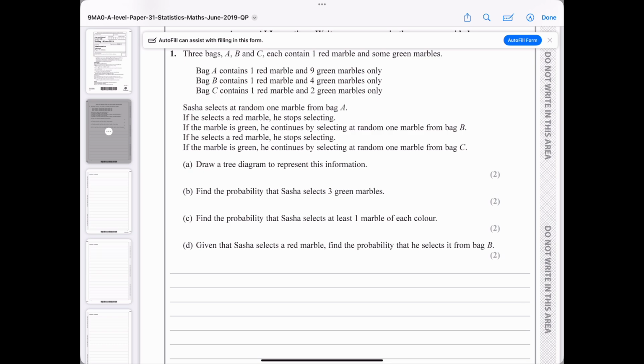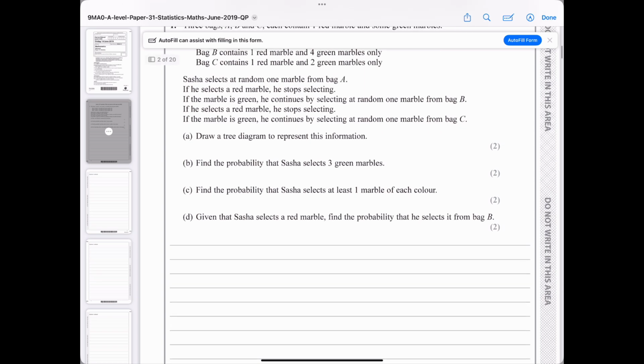Sasha selects at random 1 marble from bag A. If he selects a red marble, he stops selecting. If the marble is green, he continues by selecting a random one from B. If he selects a red marble, he stops. If the marble is green, he continues by selecting a random one from C. Draw a tree diagram representing this information.